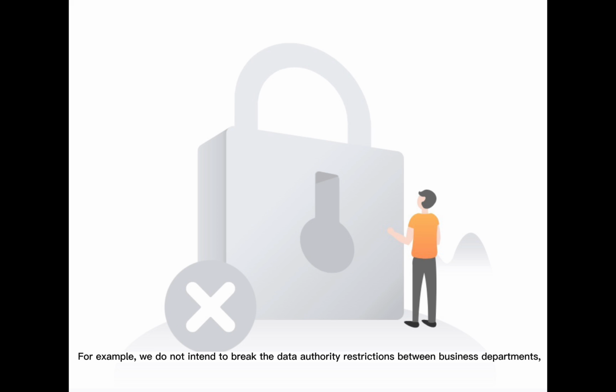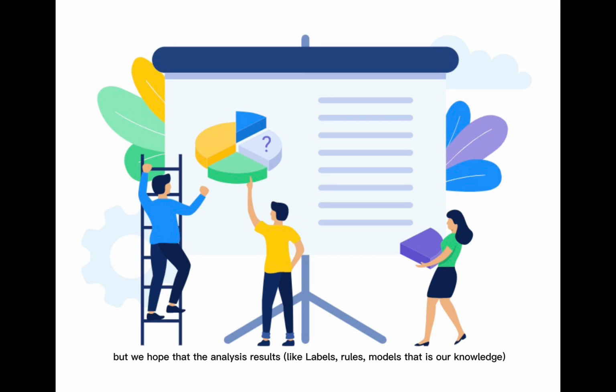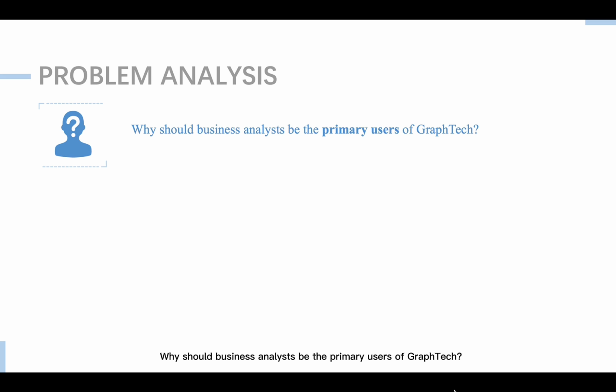For example, we do not intend to break the data authority restrictions between business departments. But we hope that the analysis result, like labels, rules, models, that is our knowledge, can be shared through graph tech between departments. So why should business analysts be the primary user of graph tech?